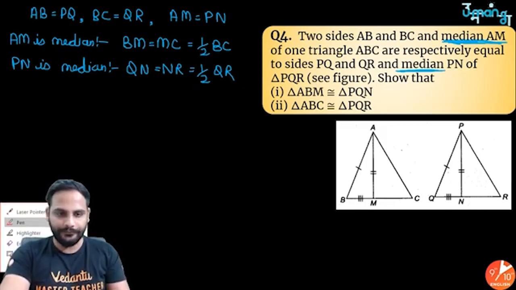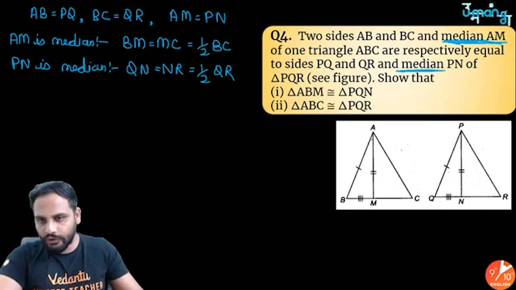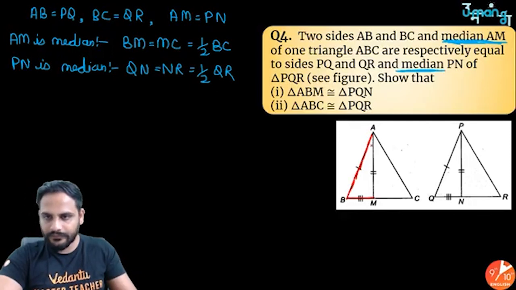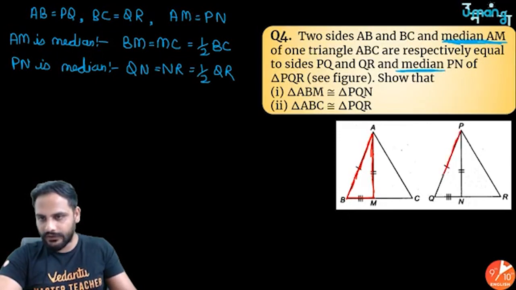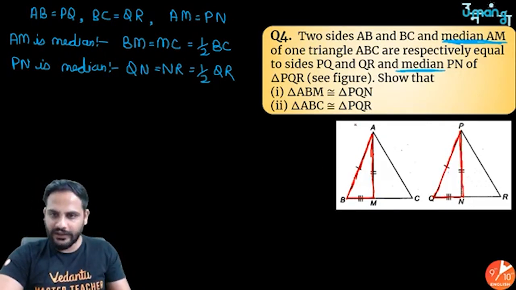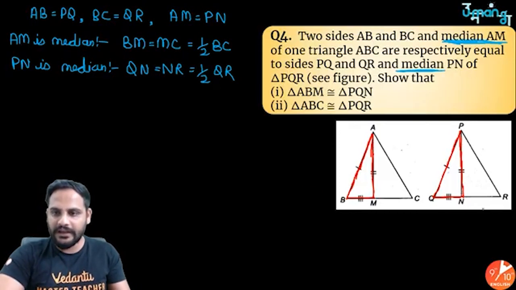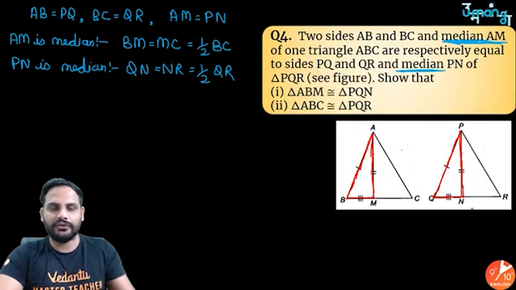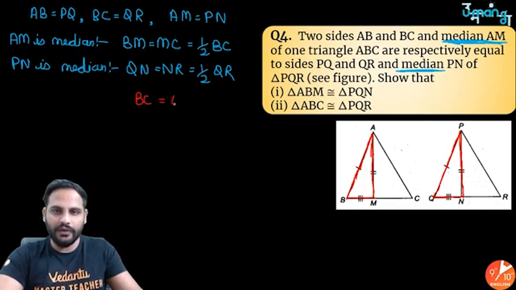Look at the triangles. I want to get this triangle and this triangle congruent. These two triangles, I want to prove these two triangles congruent. So what I can say, one thing, I already know AB and PQ are equal, AM and PN are equal, but I don't know whether BM and QN are equal or not. So for that, we know BC is equal to QR.